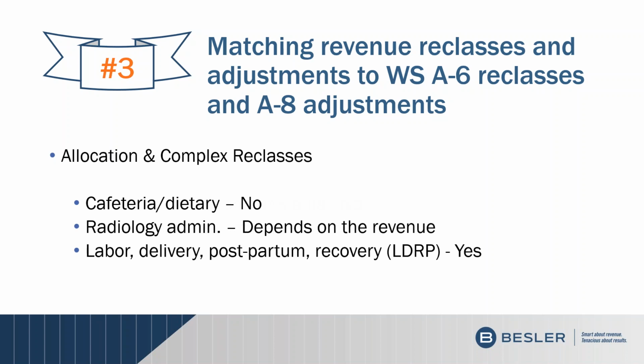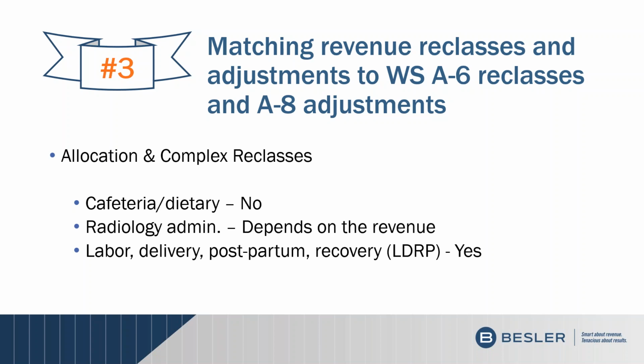Then you have allocations or more complex reclasses. All three of these are examples. Cafeteria dietary is a more complex reclass. You are taking a whole department and you're allocating it based on the number of meals. Well, that doesn't have a direct impact on your revenue because that's not a revenue producing department for patient services. But if you look at your radiology admin department, that can have patient treatment revenue. So you need to look and see, does the department that's being reclassed have patient treatment revenue? And then how do I identify the revenue and where does it go?